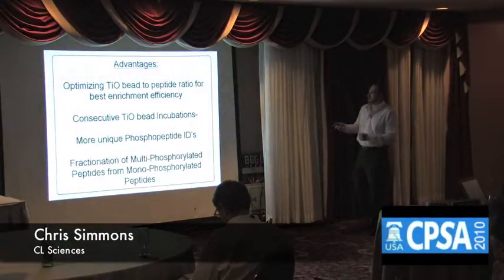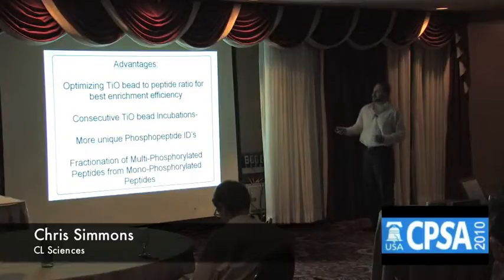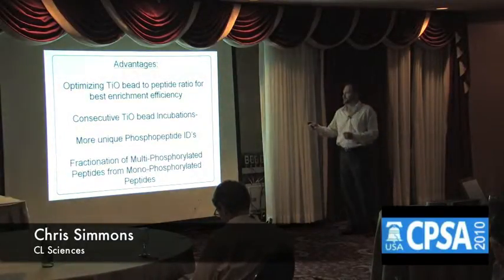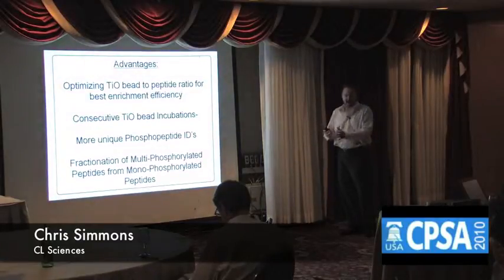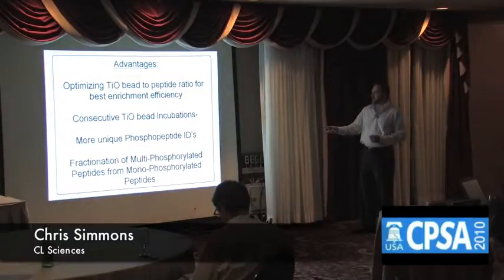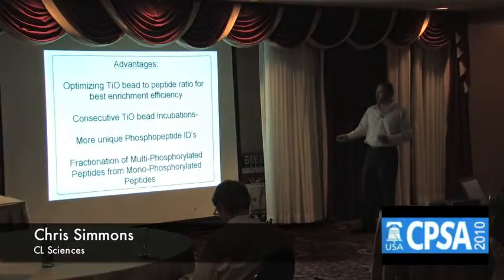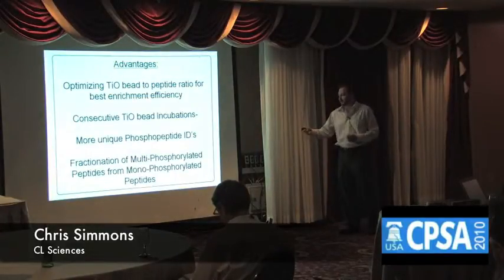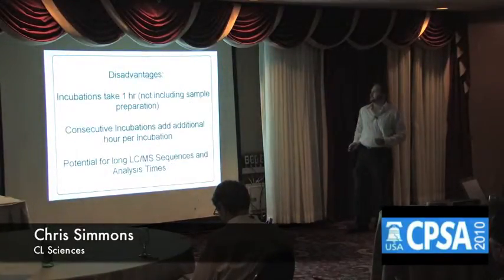And the advantage is that you can optimize your bead to peptide ratio to get the best enrichment efficiency. You can also do consecutive bead incubations by taking that collected supernatant and then incubating it again. Consecutive incubations will give you more unique phosphopeptide identifications. They'll also allow you to fractionate your multiphosphorylated peptides from your monophosphorylated peptides.